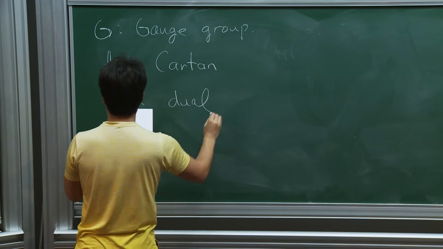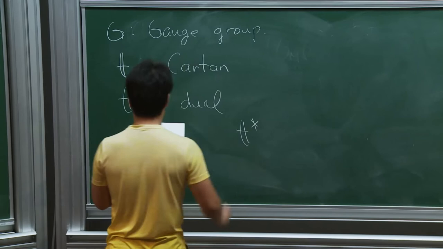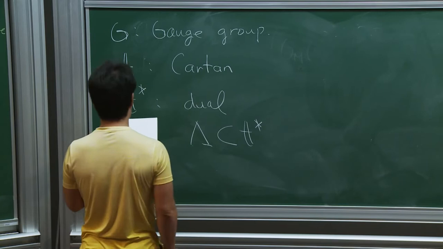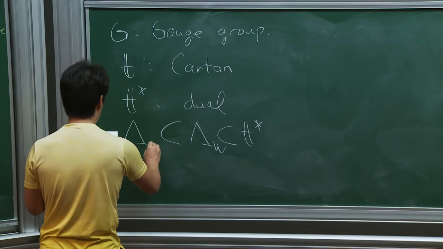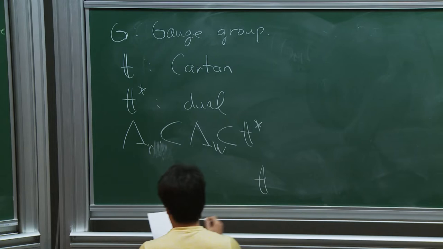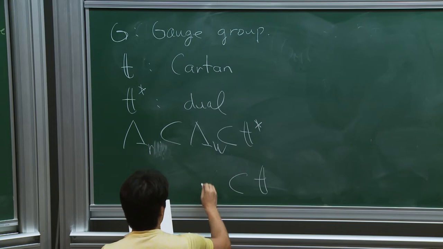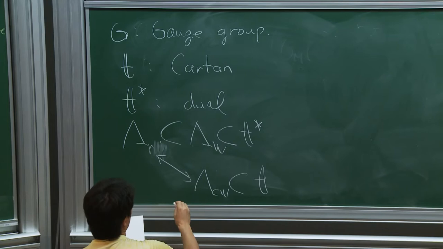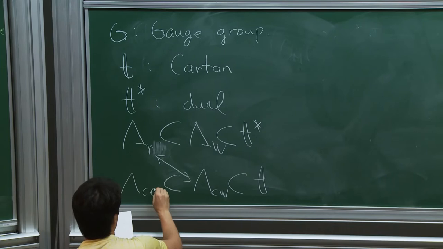Now, I think you know that inside the dual of Cartan sit the weight lattice, and there is a sublattice which is generated by roots. So it's a root lattice, lambda R. Now, inside the Cartan subalgebra, there is the co-weight lattice, which is defined to be the dual of the root lattice. And there is the co-root lattice, which is defined to be the dual of the weight lattice.